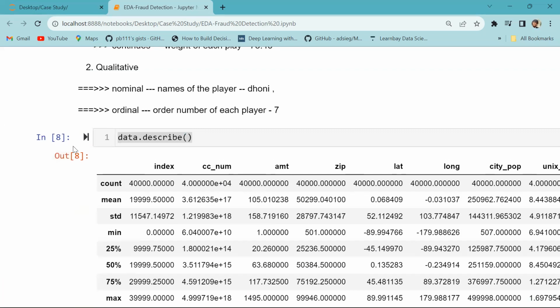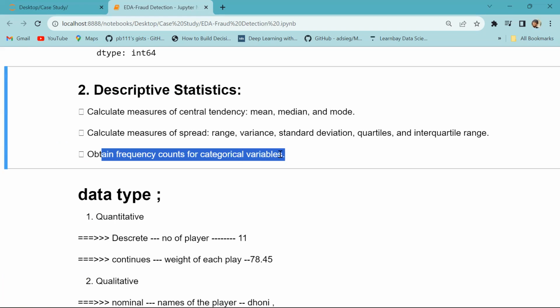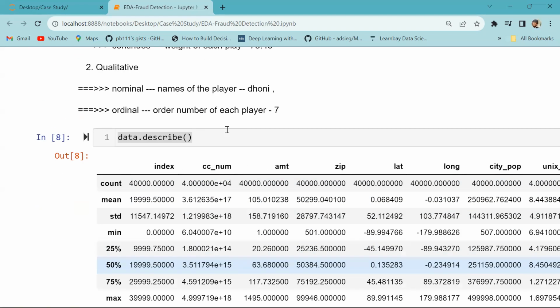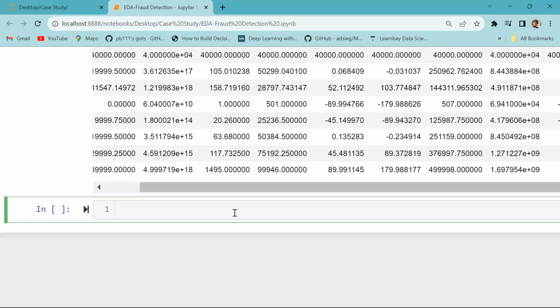Yeah. So that's fine, but I want you to obtain the frequency count for the categorical variable. Here the data we have displays only numerical data, but I want to find the description for the categorical data also.